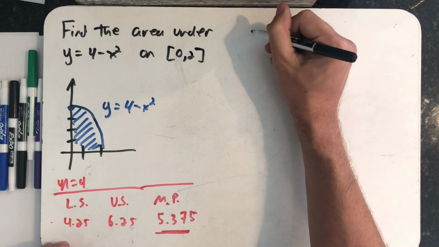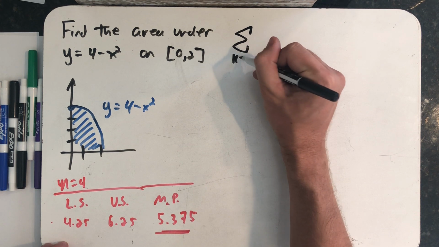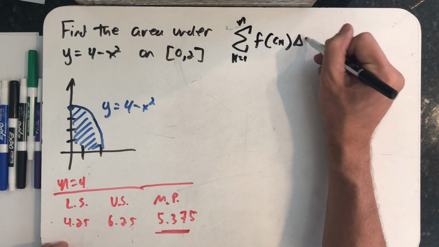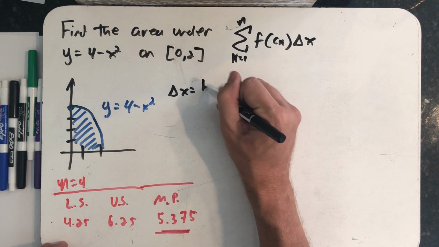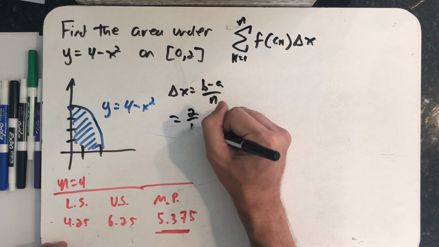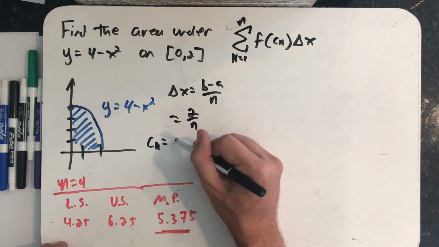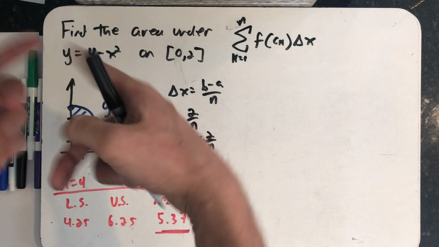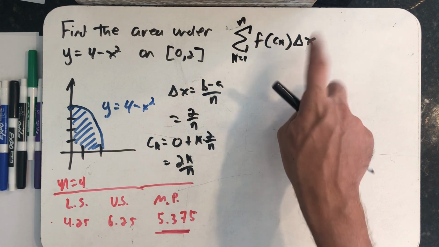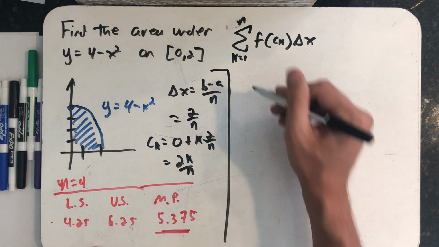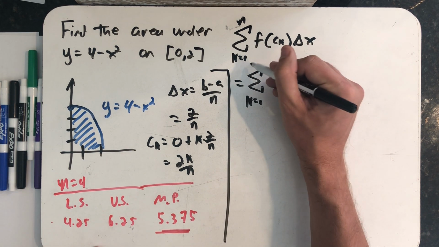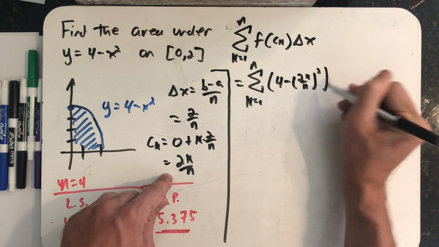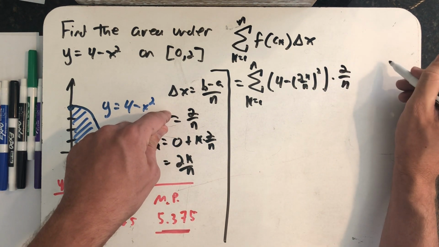So, to start, I need to think about a Riemann sum. So the sum from k equals 1 to n of f of ck times delta x. Well, my delta x, b minus a all over n, is going to be 2 over n, and my right-hand endpoints, a plus k times delta x, so 2k all over n. So that's the value I need to plug into my function to find the heights of each rectangle, times the delta x to get me an area for each rectangle, and add them all together to approximate the area. All right, so my function: 4 minus this value all squared, times delta x. I have found my Riemann sum.